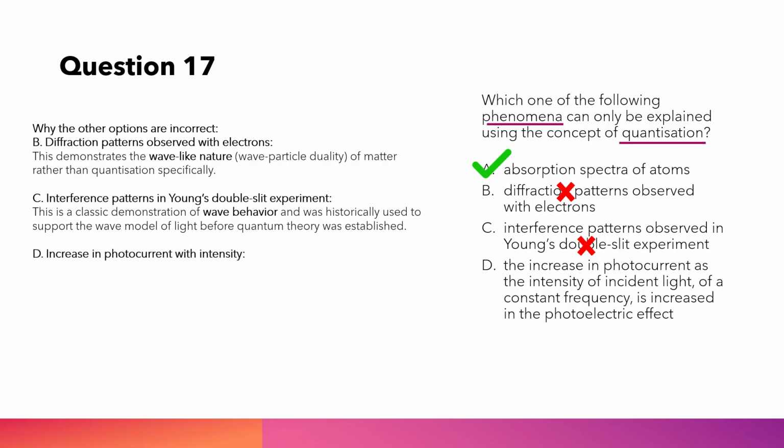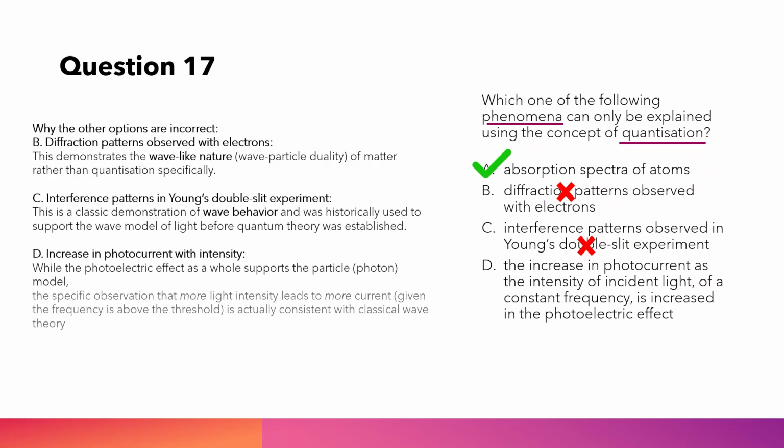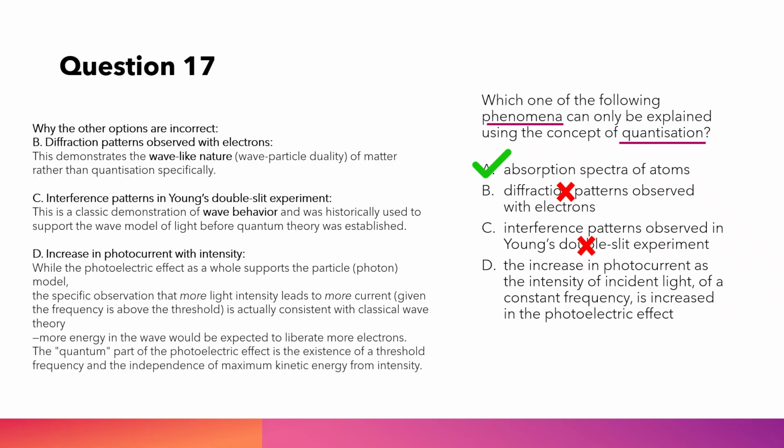D. Increase in photocurrent with intensity. While the photoelectric effect as a whole supports the particle-photon model, the specific observation that more light intensity leads to more current, given the frequency is above the threshold, is actually consistent with classical wave theory. More energy in the wave would be expected to liberate more electrons. The quantum part of the photoelectric effect is the existence of a threshold frequency and the independence of maximum kinetic energy from intensity.